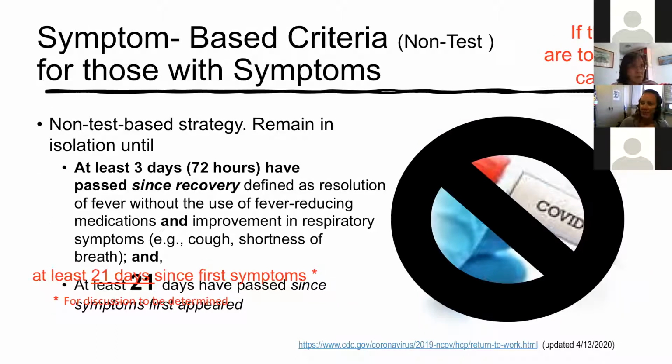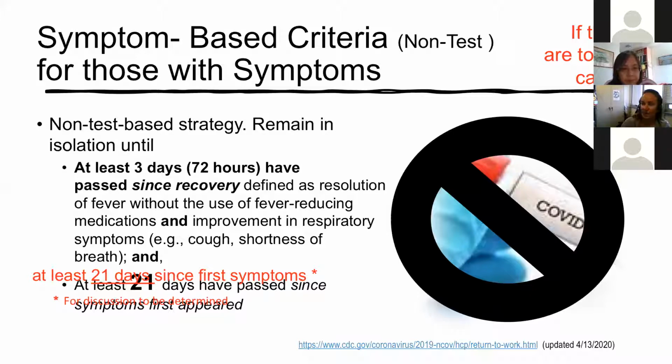If testing is not readily available for whatever reason, or if there are too many cases to make the test-based strategy feasible, or for whatever reason someone might choose to go with a non-test-based strategy, there is the symptom-based strategy, or kind of time-based strategy, and this is again for residents or patients with symptoms. So for these people, we would have them remain in isolation until at least 3 days or 72 hours have passed since recovery. We define recovery here as resolution of fever without the use of fever-reducing medication and improvement in respiratory symptoms. And at least 21 days have passed since symptoms first appeared.